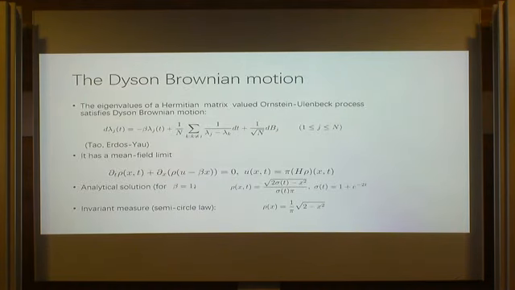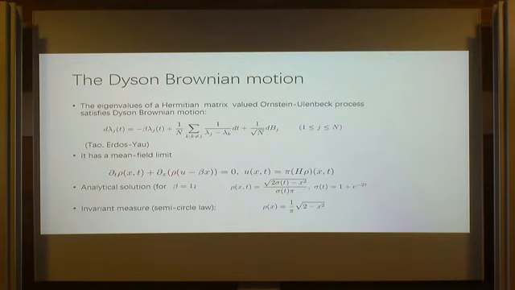If you want to find the eigenvalues of, for example, the Ornstein-Uhlenbeck process, an n by n random matrix, the eigenvalues satisfy this particle system. This comes from an external potential with a harmonic oscillator. And this interaction potential, as you can see, is very singular. It's 1 over lambda_j minus lambda_k. Then you have this Brownian motion term.